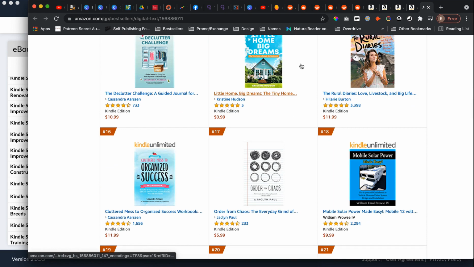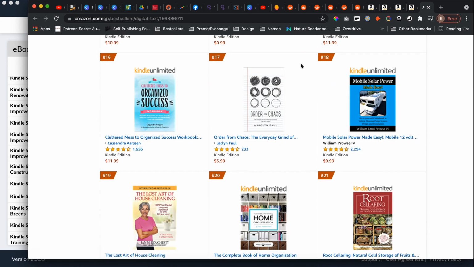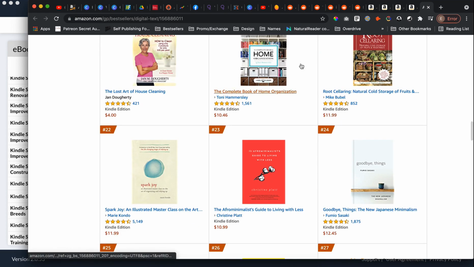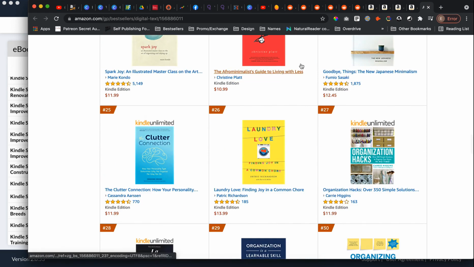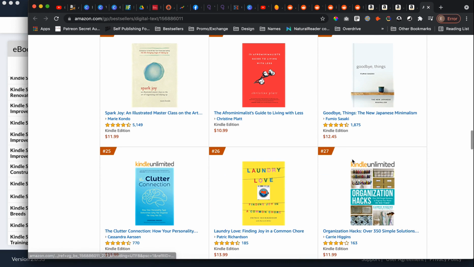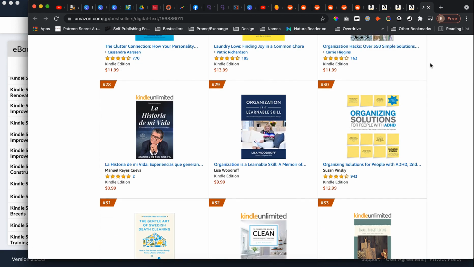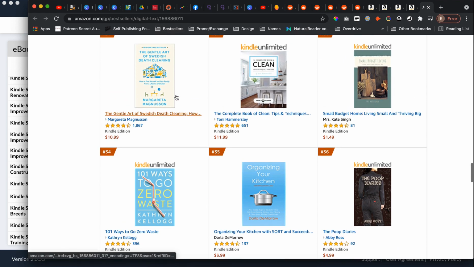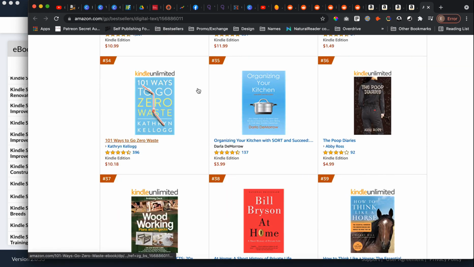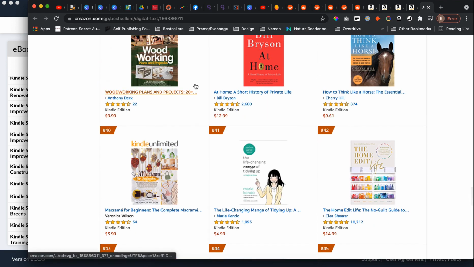And you can get a feel for different things. If you have KD Spy, you can look for common words here that come up over and over again. I'm guessing just looking at this: clutter, organization, tidy. It looks like it's a lot about organizing. The Gentle Art of Swedish Death Cleaning. I've actually read this book. It's very interesting. Zero Waste.